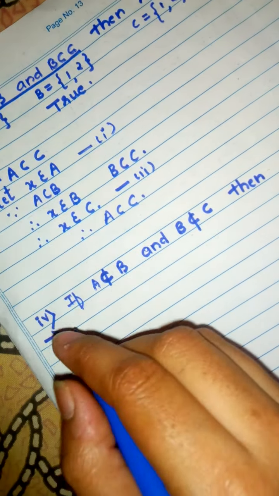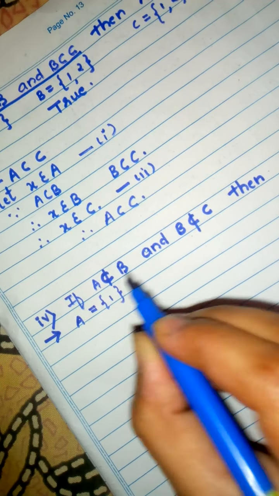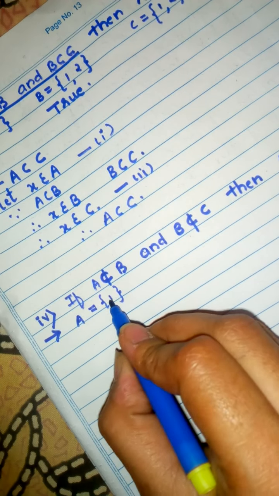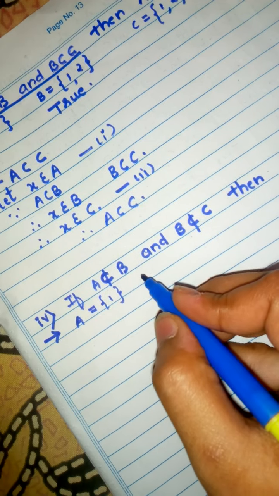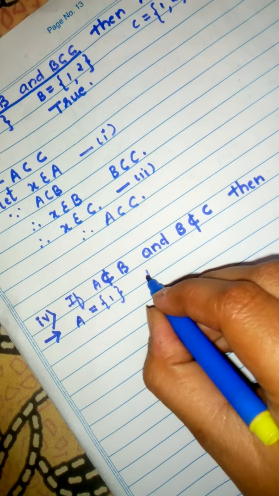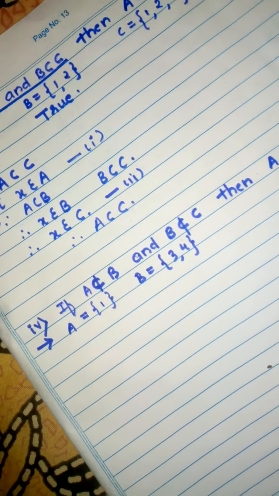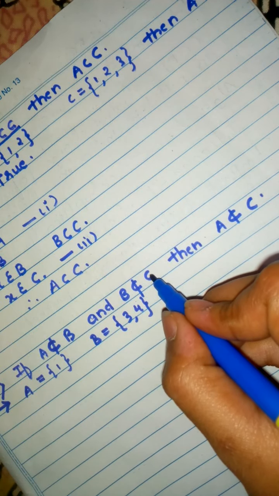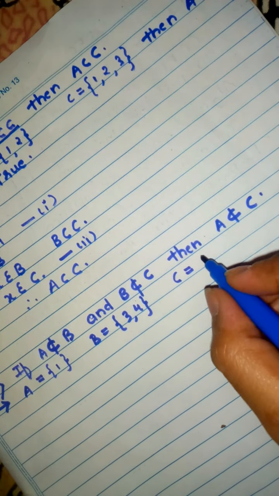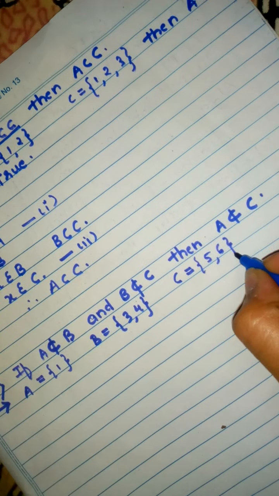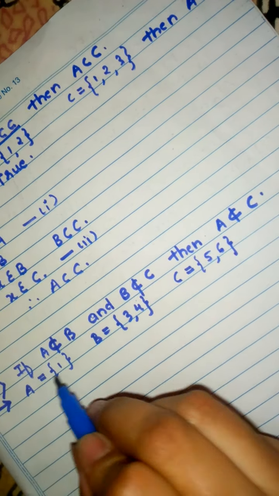First we'll start with the same example. If A is equal to 1, and they are saying A is not a subset of B, that means we have to find such a set B in which this element should not be there. So I'll take B equal to say 3 comma 4. So A is not a subset of B. Now again they are saying B is not a subset of C, so C I am taking as say 5 comma 6, from which we can clearly see that B is not a subset of C.